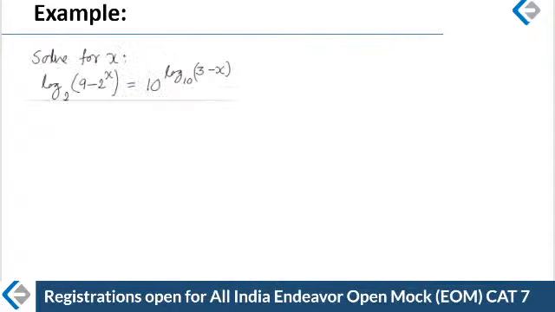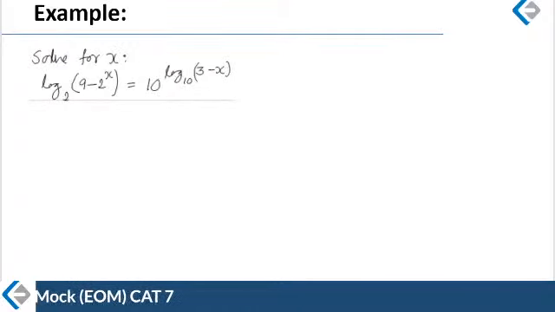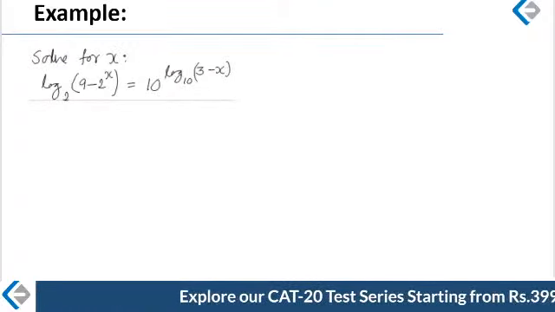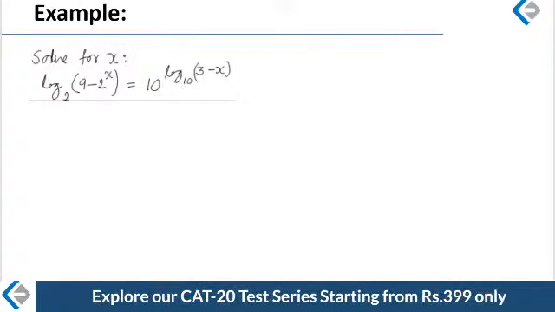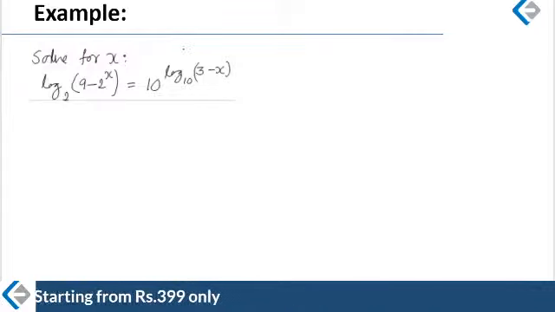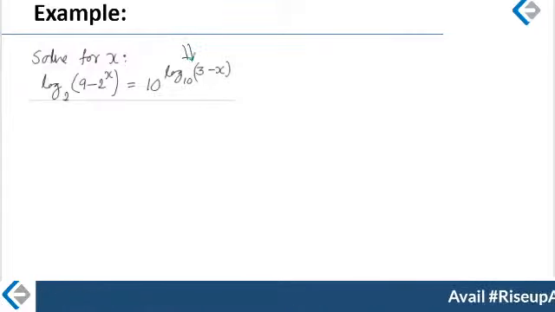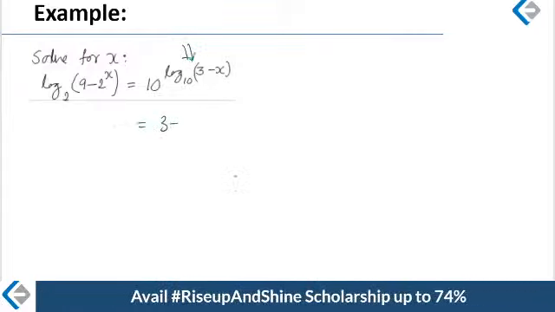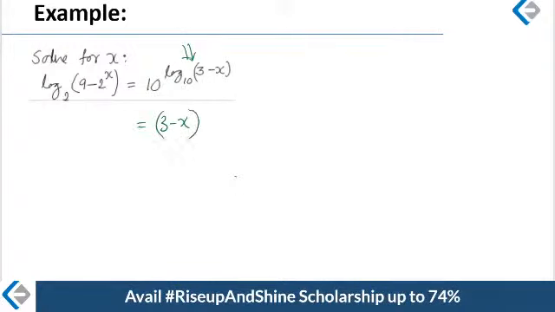All right, let's do this question now. Do it with me. It is a subset of the interchange rule. What is the output here, friends? The output here is 3 minus x.